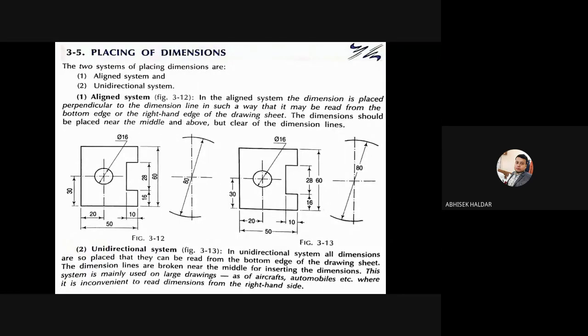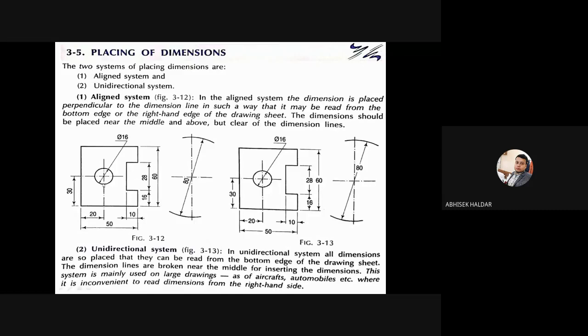This is the direction, from your right above the line. It is not below the line. If you write from your left, that will be wrong. From your right above the line, for each and every case. Here also, if this is the dimension line, from your right, that means from this side, above the line I have written the value. So this is the way to denote by the aligned system.